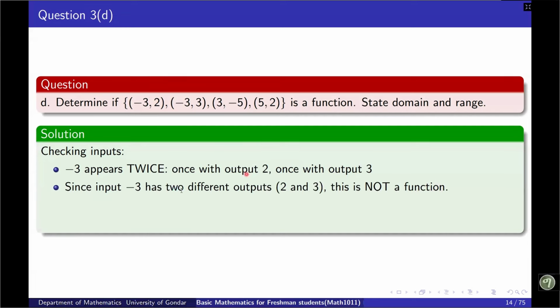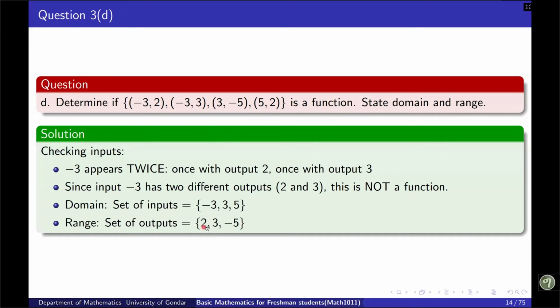Since input -3 has 2 different outputs, 2 and 3, the relation cannot satisfy the condition to be a function. And the domain is the set of the first coordinates, that's -3, 3 and 5, and its range will be 2, 3, and -5.